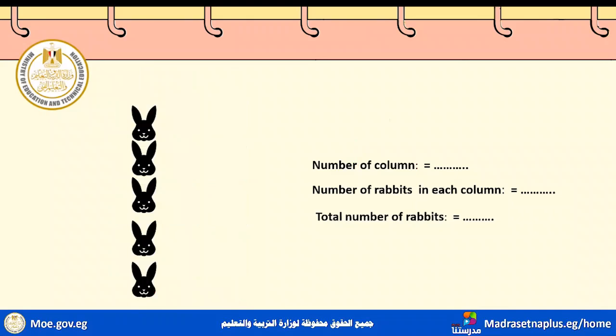Now, in the opposite array, how many columns? I told you before, don't forget. A column comes from up to down. So I have only one column. Okay. How many rabbits in this column? Let's count them together. 1, 2, 3, 4, and 5. So this array consists of one column. A column has 5 rabbits. So by counting, you will get the total number of rabbits is 5.